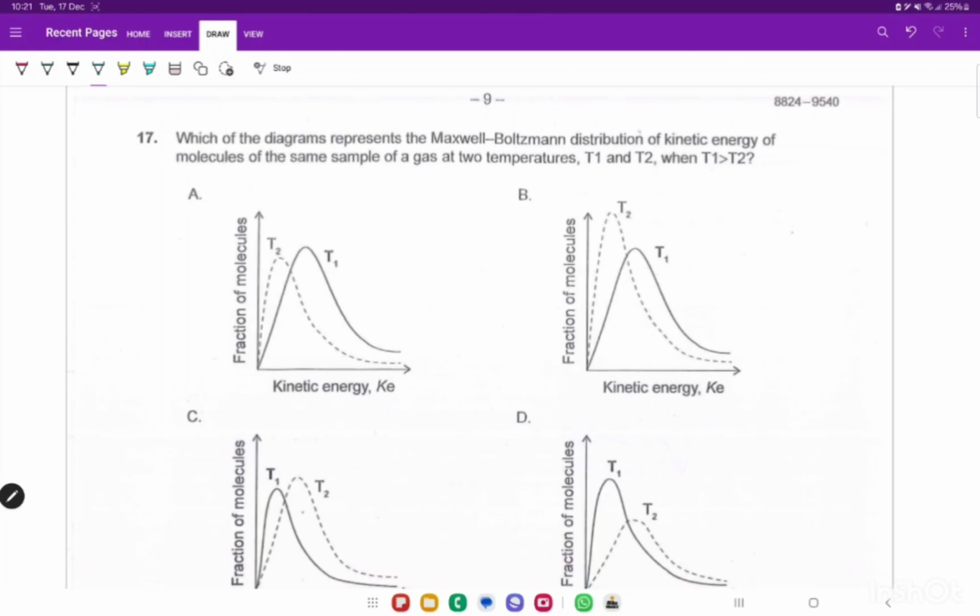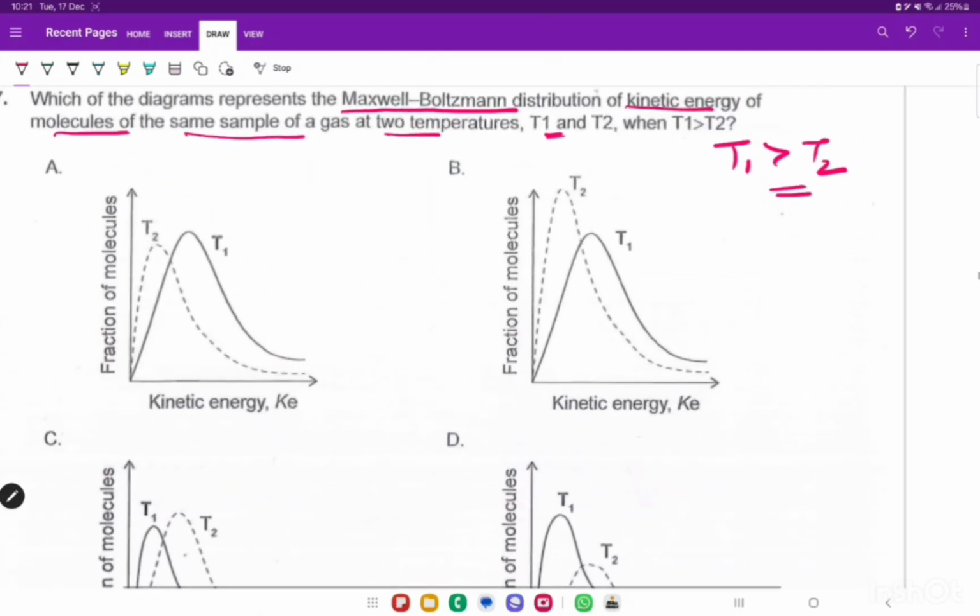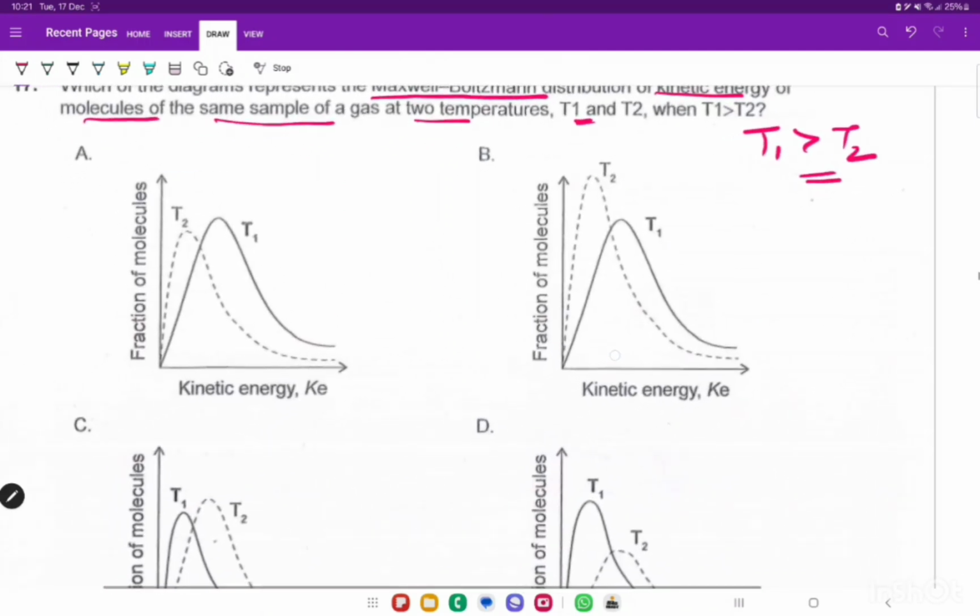Okay. Question number 17. Which diagram represents the Maxwell-Boltzmann distribution? The distribution of kinetic energy of molecules of the same sample of gas at two different temperatures, T1 and T2, where T1 is greater than T2. This is what they tried to confuse you with. Generally T2 is greater than T1, but here they have given T1 is greater than T2.